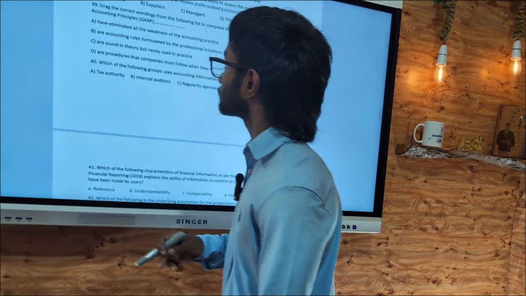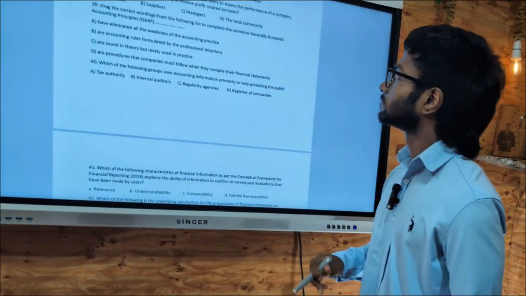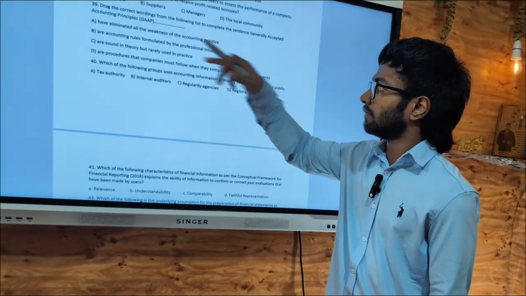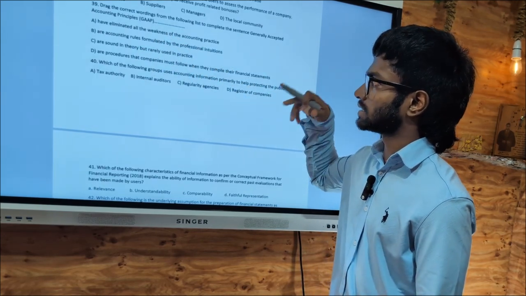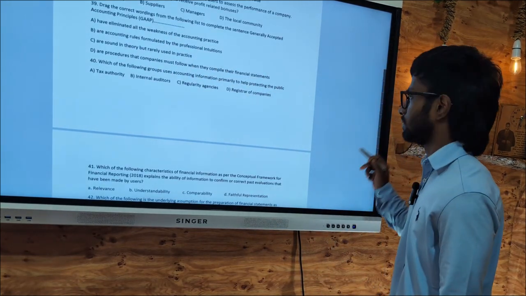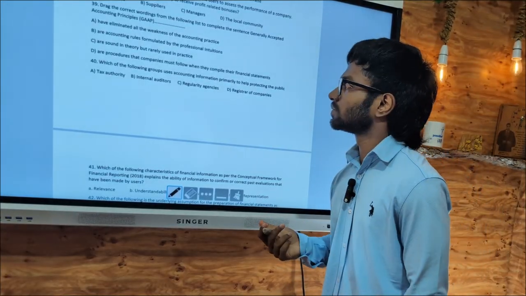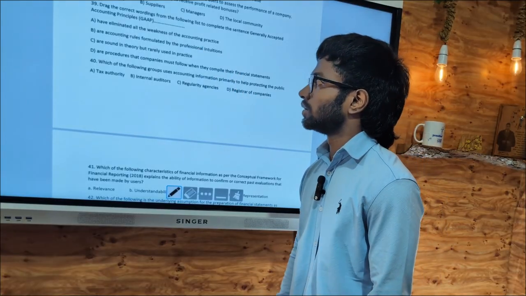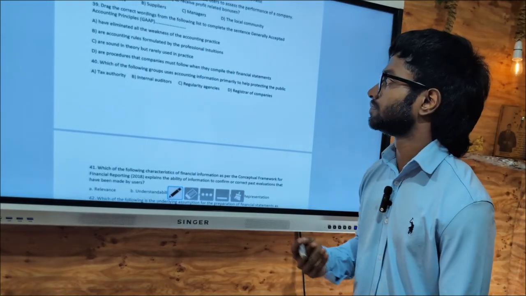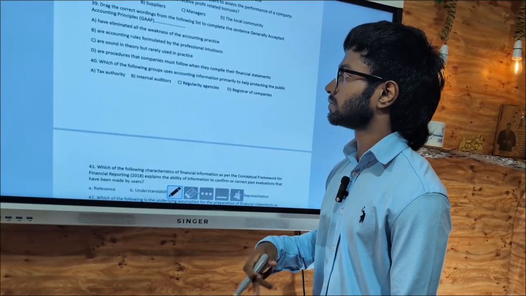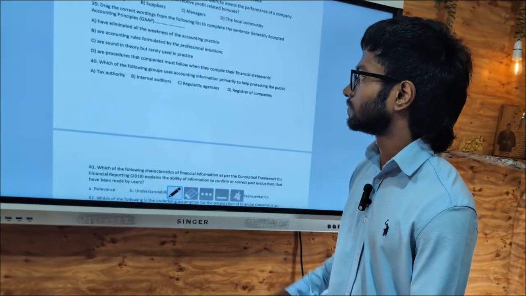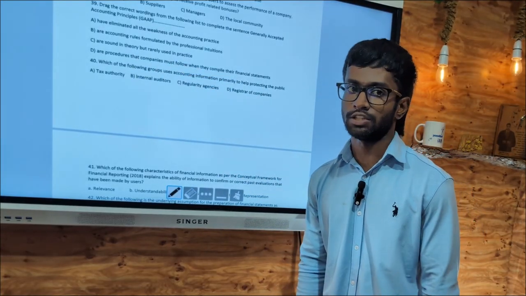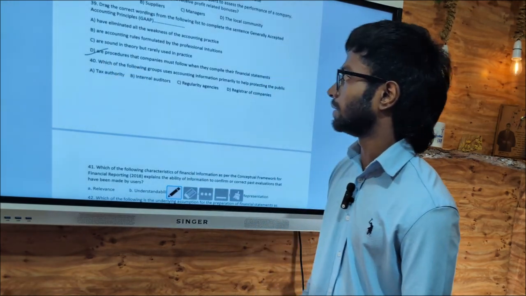So next we have drag and drop. Accounting principles, we have a space. Has eliminated all weaknesses of accounting practices. There's no such thing like that. There's always some weakness. Accounting rules formulated by professional institutions. No, those are accounting standards. Sounded in theory but rarely used in practice. No, you actually use it as well in real life. Are procedures that companies must follow when they prepare their financial statements. That is true. You have to follow relevant accounting principles.